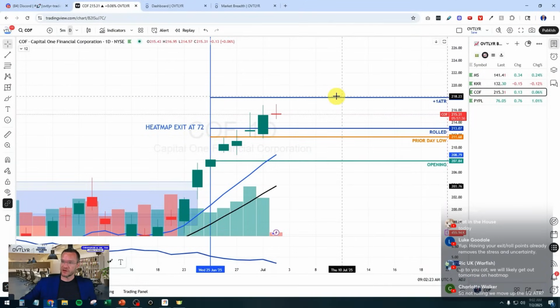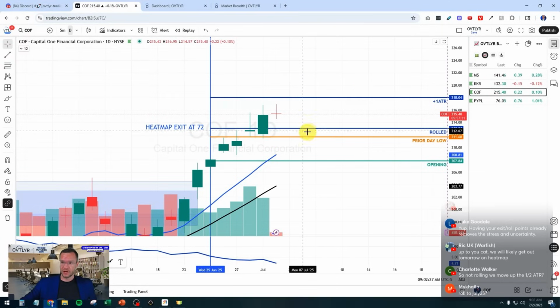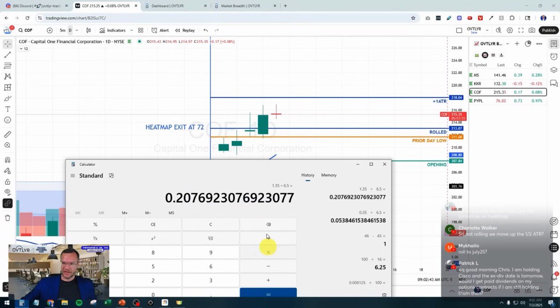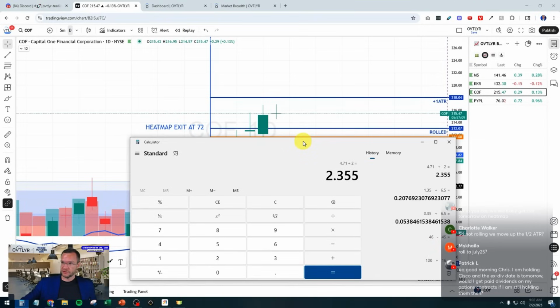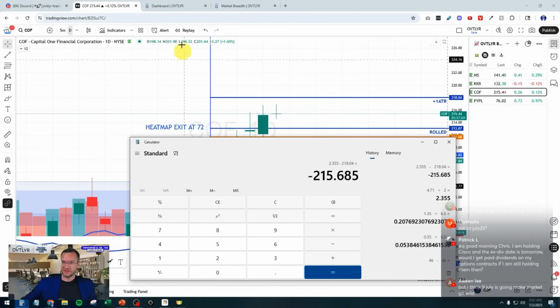If it reaches and closes over 218, because we don't see enough liquidity to actually do the roll, what we're going to do is move up the half ATR point to here. That's the only thing we're doing because we cannot roll for liquidity reasons. We're going to move our planned exit point to be half an ATR below 218. So let's go ahead and do that math real quick. The ATR value is 4.71. So 4.71 divided by 2 is 2.35. 218.04 minus 2.35 is 215.68.